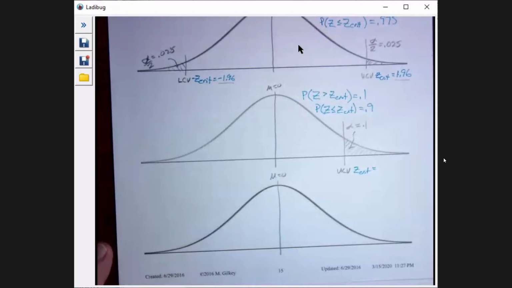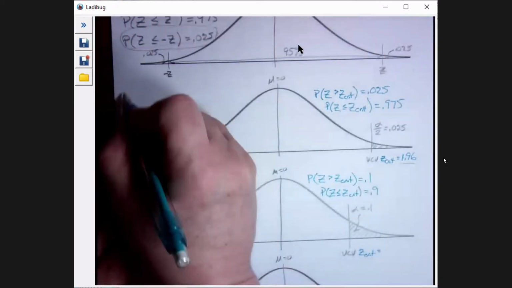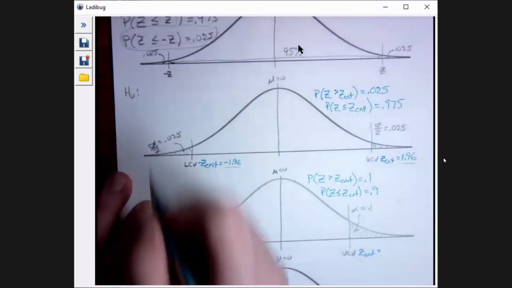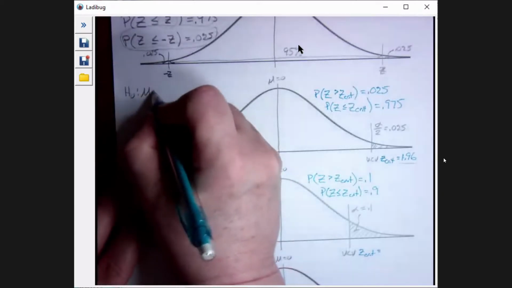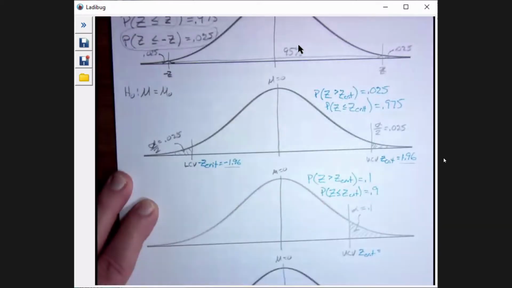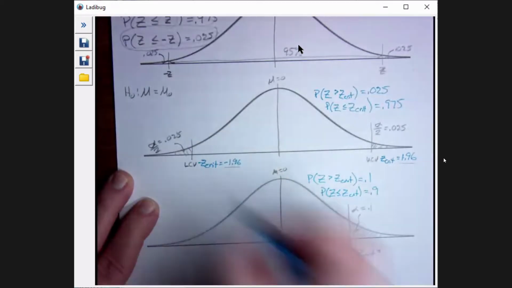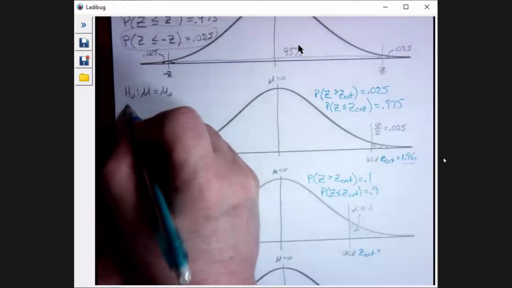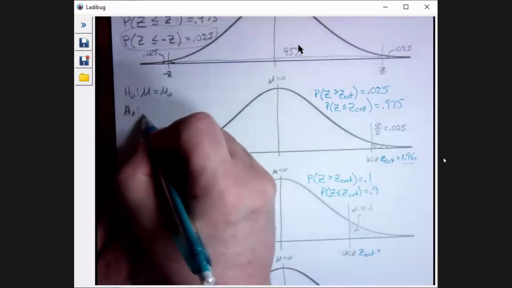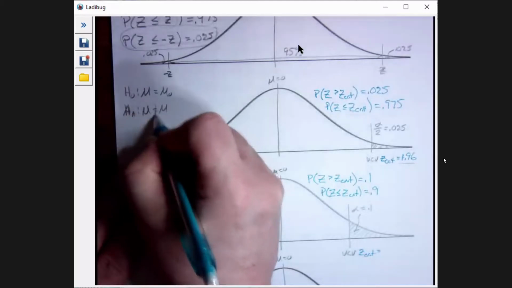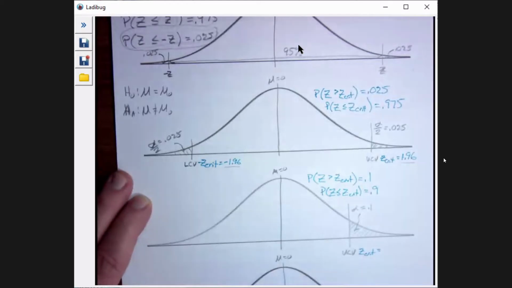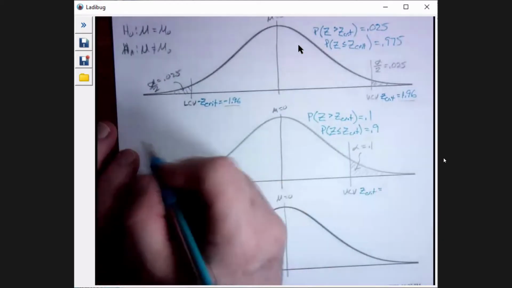Remember, the type of test is determined by what? So this would have a null hypothesis of what? The mean is equal to some hypothesized mean, and the alternative means it would not be. It's not equal. So that is a two-tailed test. This is a right-tailed test.